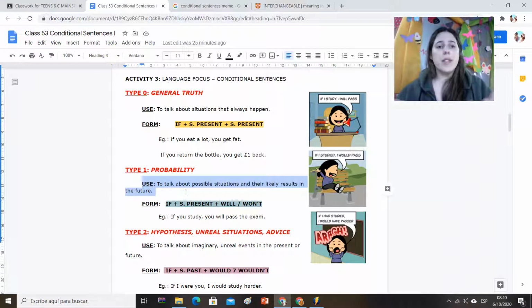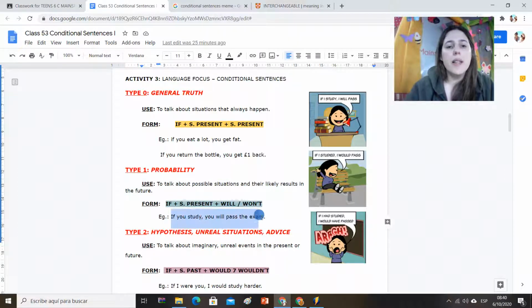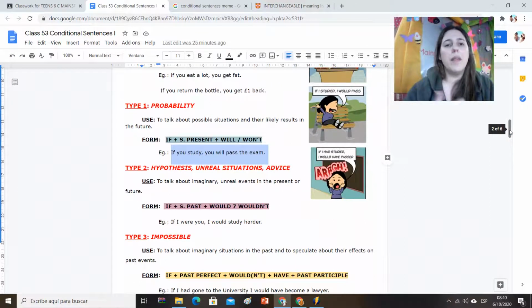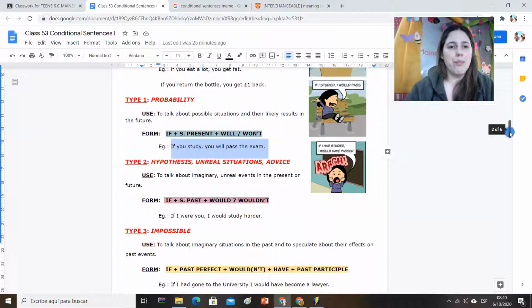The simple present is going to be used after if, simple present, and then in the other clause, in the result clause, will or won't. Okay? Example, if you study, you will pass the exam. The condition is if you study, and the likely result, you will pass the exam.